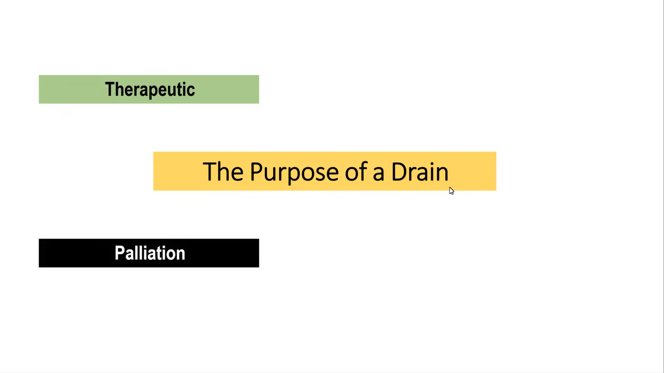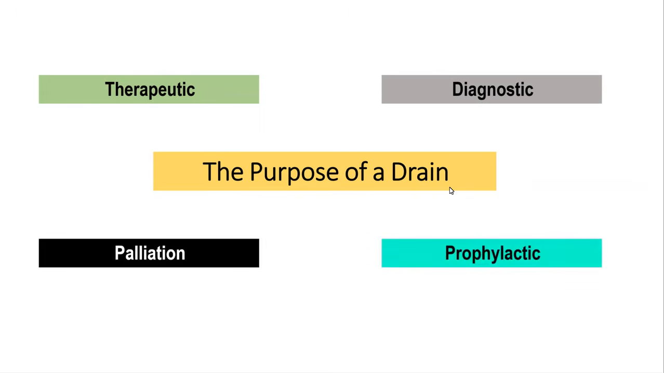Palliative, it could be used as a palliative measure to bypass a luminal obstruction, like an internal colonic stent, which might be called a drain because it bypasses an area of obstruction, so it's palliative. Diagnostic, like a T-tube cholangiogram, is used after cholecystectomy to diagnose any retained stones in the common bile duct. And the prophylactic, to prevent operative complications in abdominal surgery, for example.